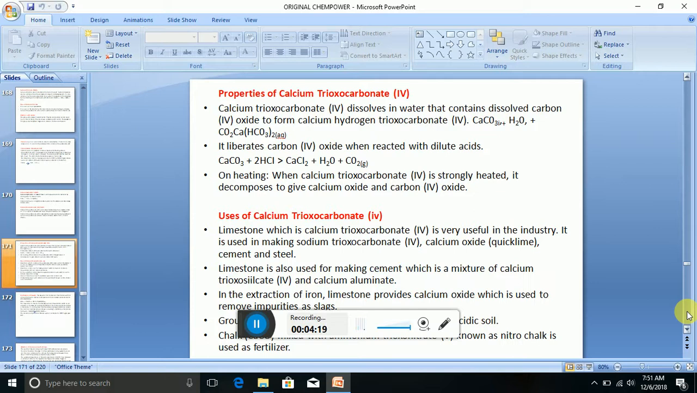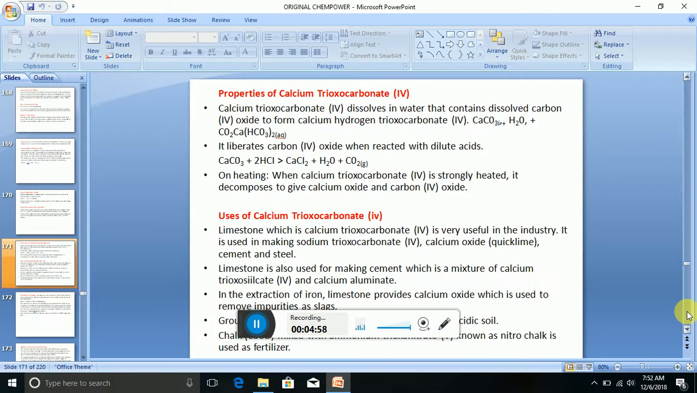Properties of calcium trioxocarbonate(IV). Calcium trioxocarbonate(IV) dissolves in water that contains dissolved carbon(IV) oxide to form calcium hydrogen trioxocarbonate(IV). It liberates carbon(IV) oxide when reacted with dilute acids. On heating, when calcium trioxocarbonate(IV) is strongly heated, it decomposes to give calcium oxide and carbon(IV) oxide.